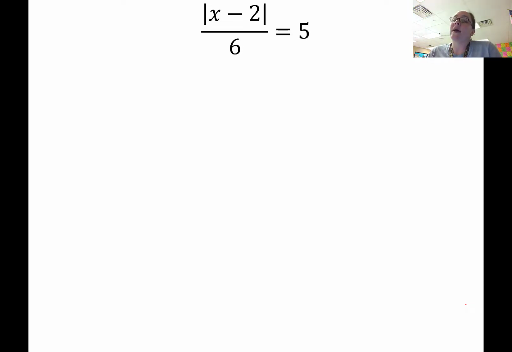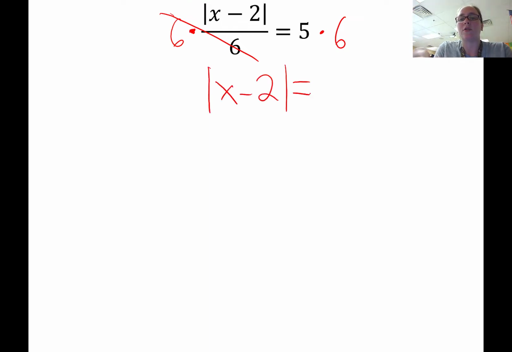All right, let's look at this next one. I've got the absolute value of x minus 2, over 6, equal to 5. So I do have something outside the absolute value, the 6. Now what is that 6 doing? It is dividing. So we need to multiply both sides by 6. By doing that, it cancels out my denominator, leaving me with the absolute value of x minus 2 equal to, well, 5 times 6 is 30.